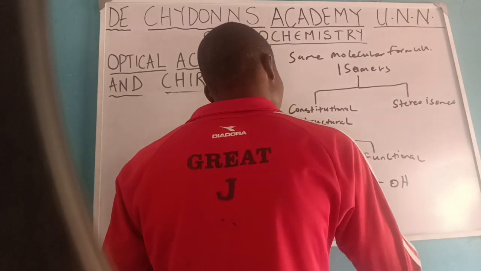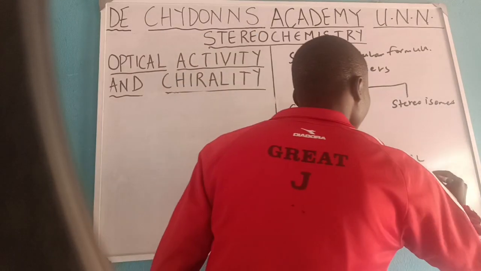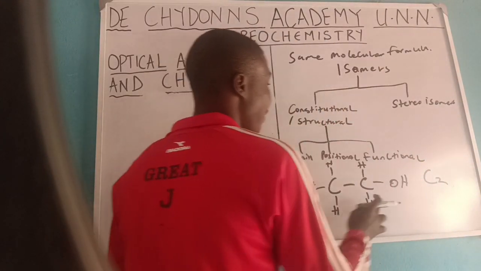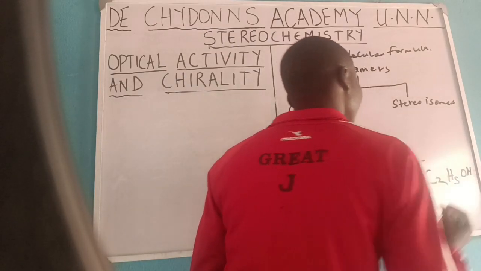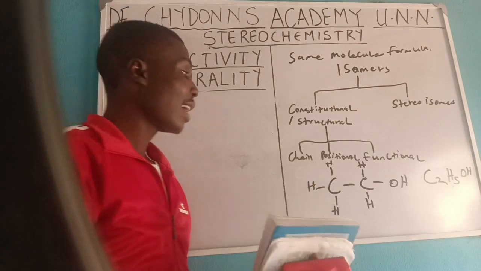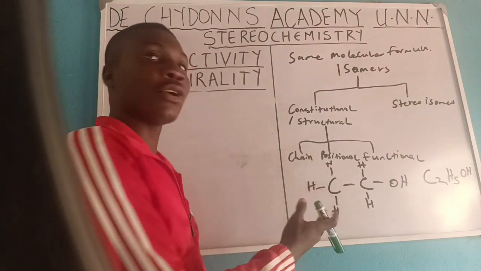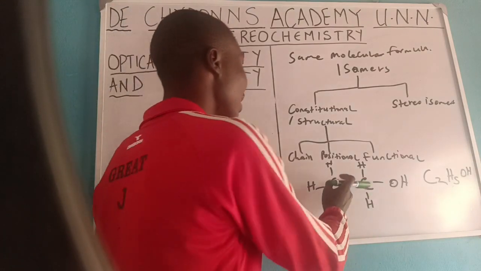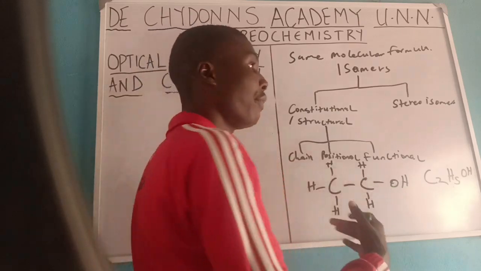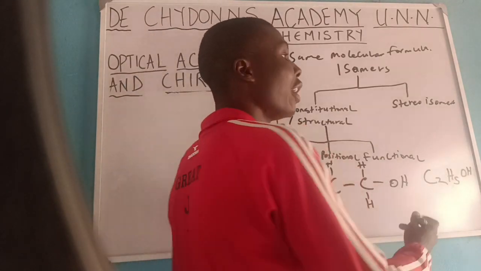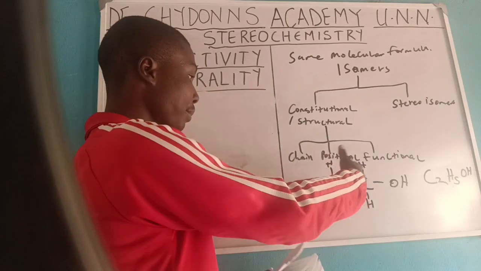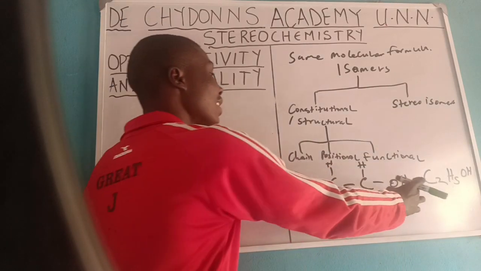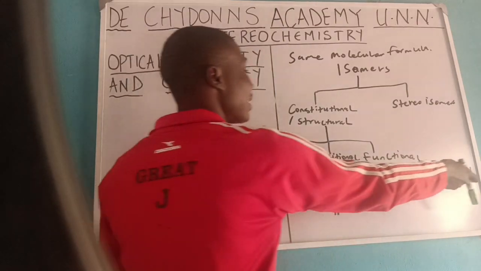We have this, and this compound has 2 carbon, C2, it has 5 hydrogen, H5, and then it has an OH group. This happens to be ethanol. This is ethanol. I don't know if you're getting me. This is 1, 2. Then we have the OH group, which refers to the alcohol or the alcoholic group. So this compound is ethanol.